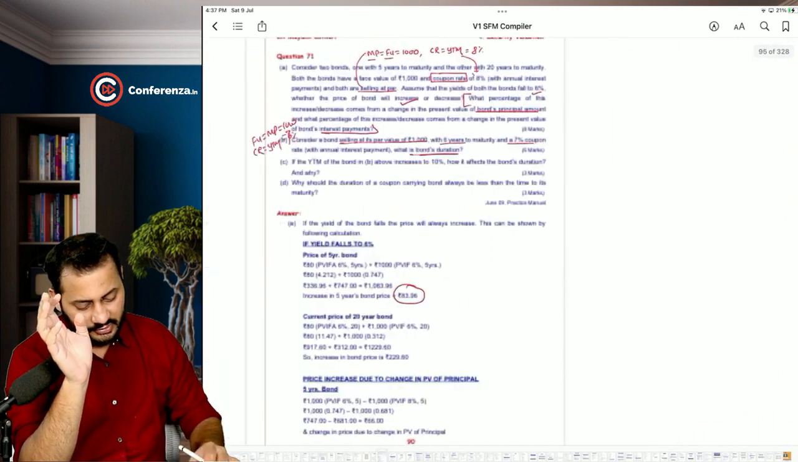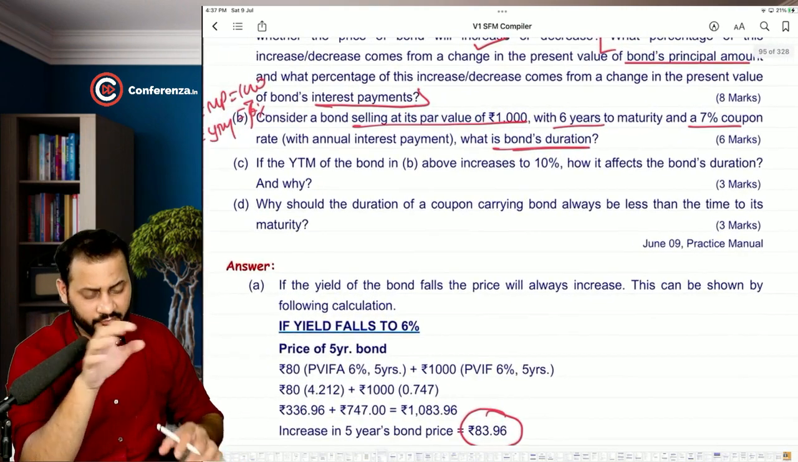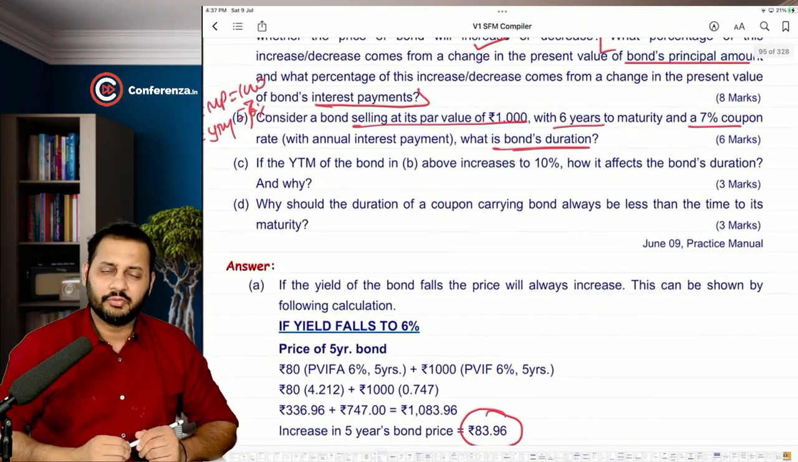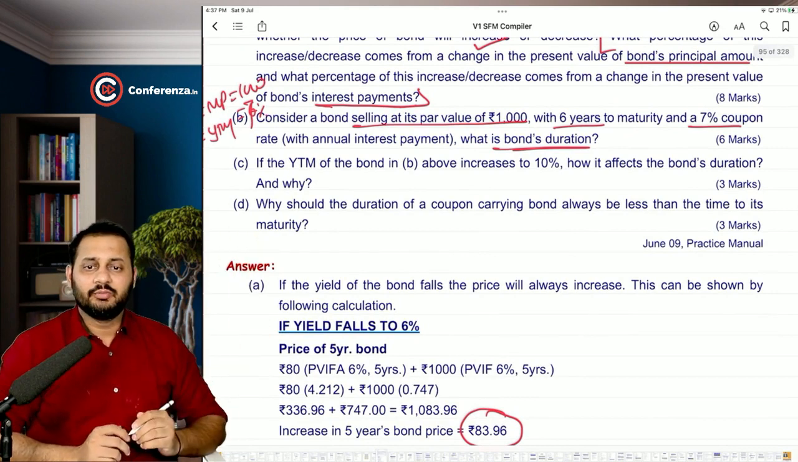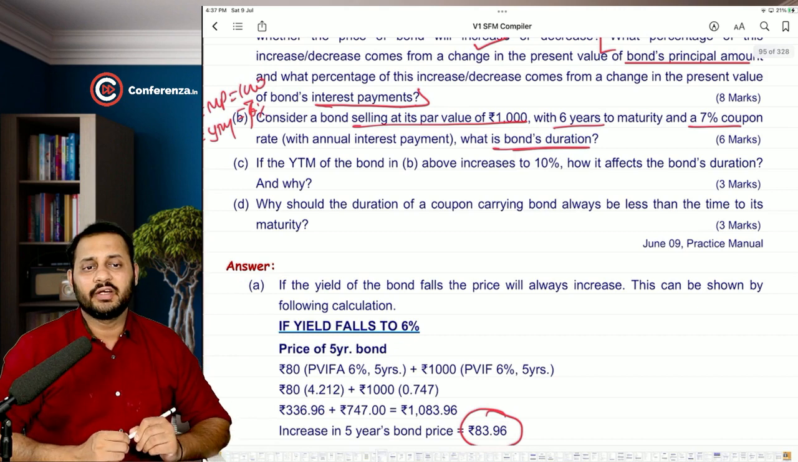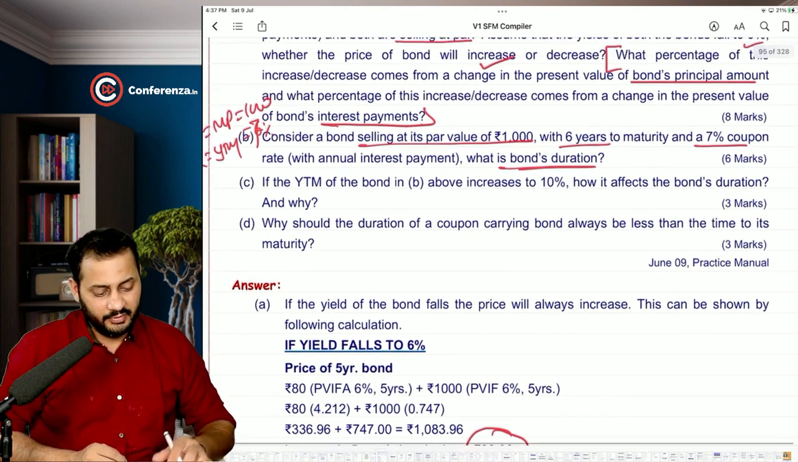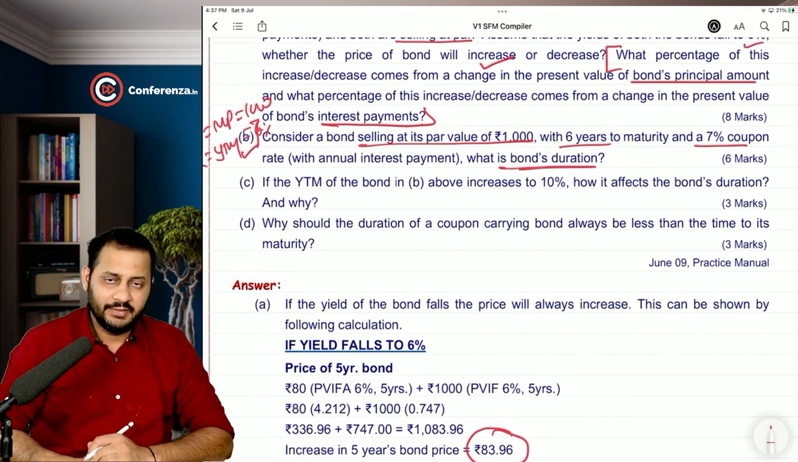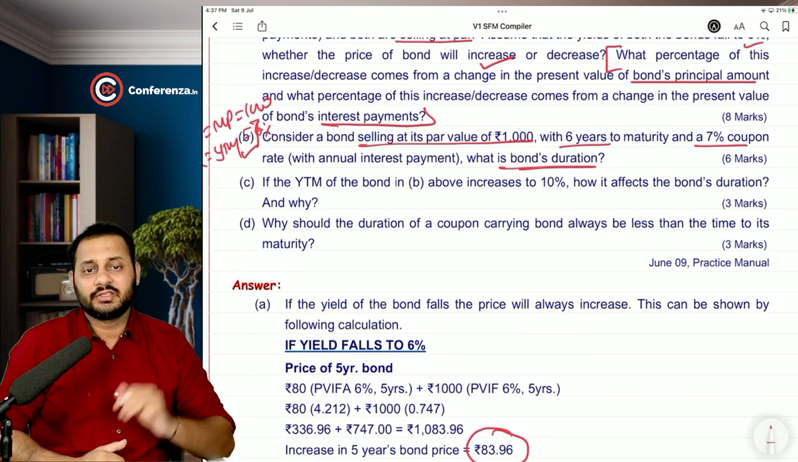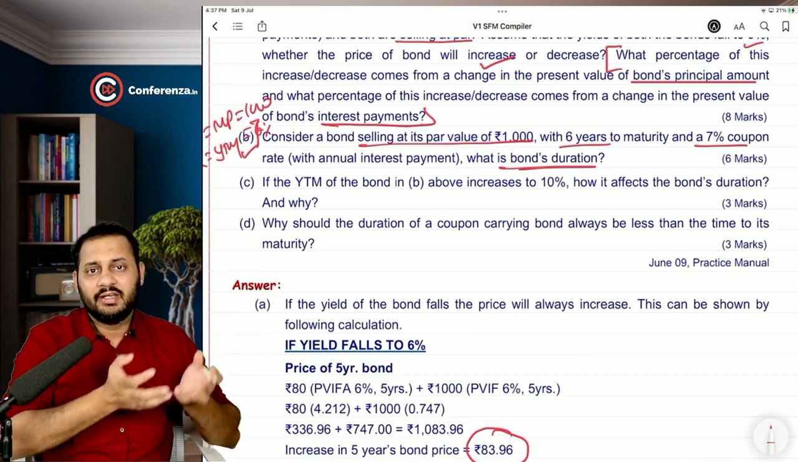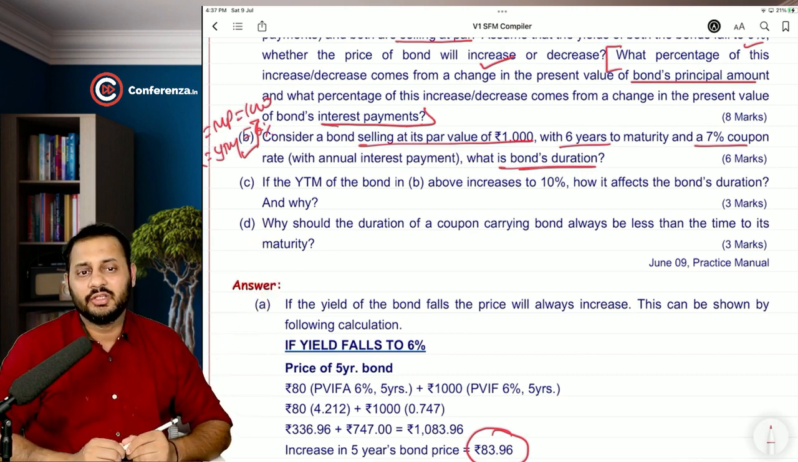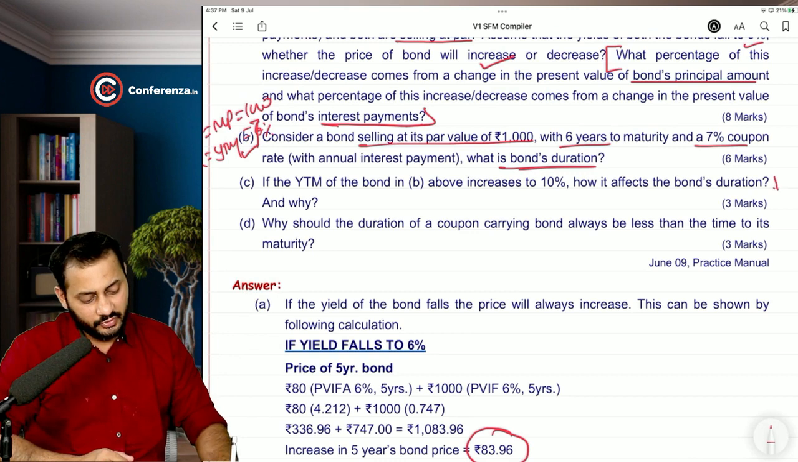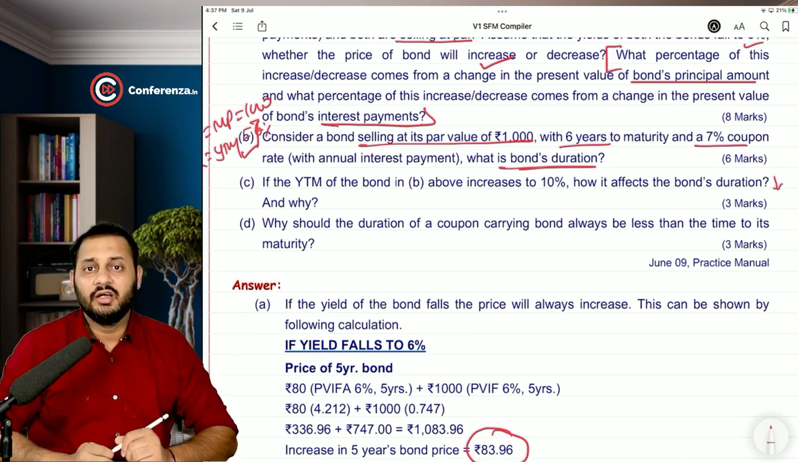Let's go on to the third part. There will be many questions, so don't worry about it. We are going to practice. If the YTM of the bond in the B above increases to 10%, how does it affect the bond's duration? Now tell me one thing. Take the same question B, and increase the YTM from 7% to 10%. If the YTM is increasing, what will happen to the duration? Duration will go down. It will decrease.